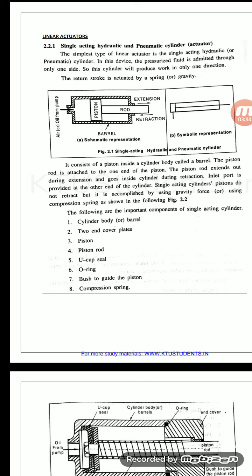See the pictorial representations of rod extension and retraction, and air and oil. When we push the air, automatically the oil is coming outside. Next, symbolic representation of pneumatic. These consist of a piston inside the cylinder body, which is called the barrel. The piston rod is attached to one end of the piston. The piston rod extends out during the extension and goes inside the cylinder during the retraction. Inlet port is provided.